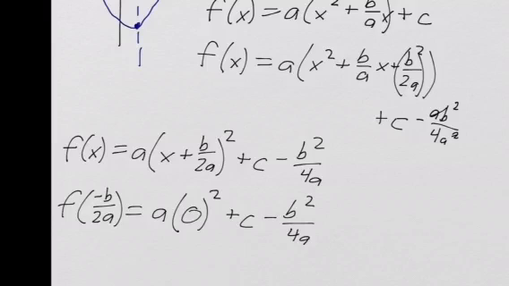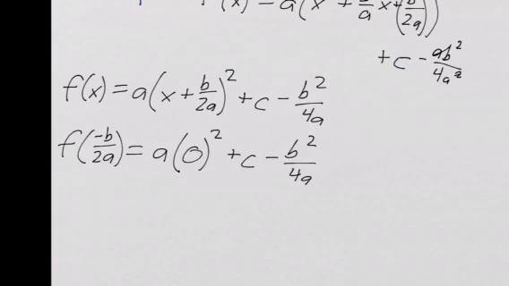So, using our transformations, we know this b over 2a is going to be a shift to the left by b over 2a units. And we know that the c minus b squared over 4a is going to be a shift up by c minus b squared over 4a units. But with what we showed in this formula here, we know that f of negative b over 2a is the c minus b squared over 4a.